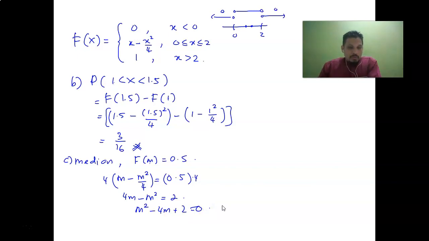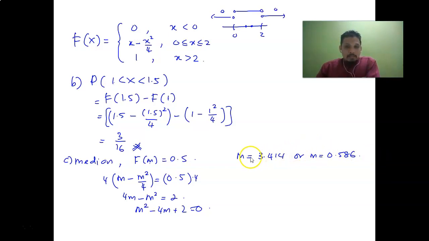So using the quadratic formula, or might be factorization, or just use any method that can give us the value here. You try by yourself using completing the square or factorization, or might be the quadratic formula. Then it gives you m equal to 3.414 or m equal to 0.586.